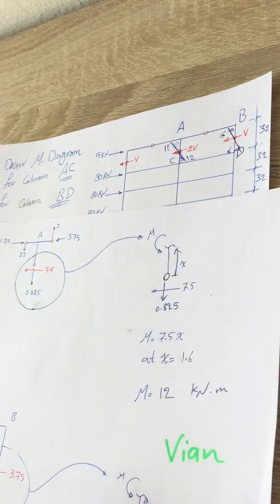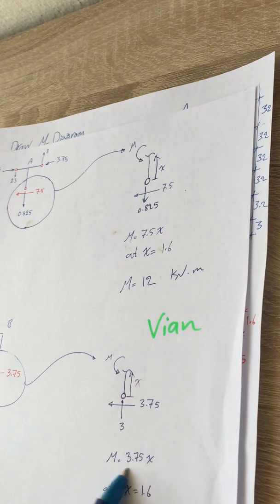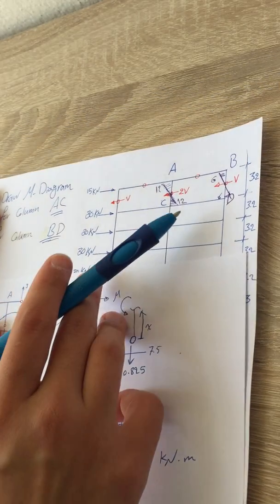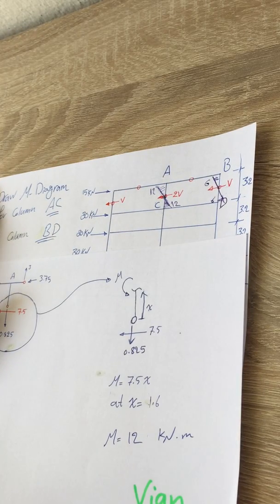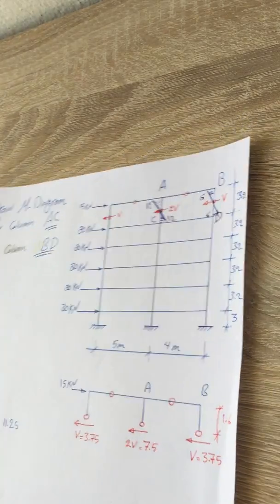For AD, the same procedure. Here is the moment equation and x is 1.6, it's going to be 6 positive on that side. So here is the moment diagram for AD. That's the portal method. It's very easy. It's all the same for every type of portal method.